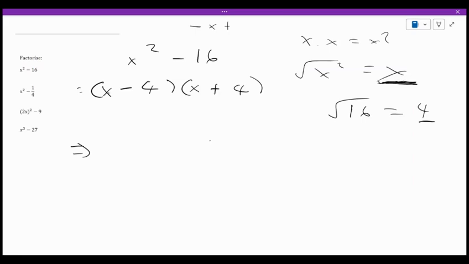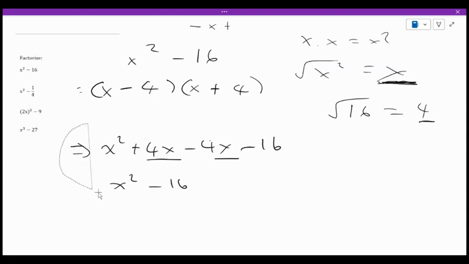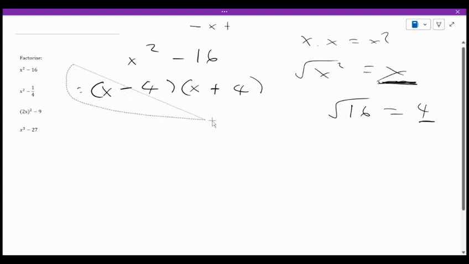Now we're going to FOIL that. X times x, we get x squared. X times 4, we get positive 4x. Negative 4 times x, that's negative 4x as well. Then negative 4 times 4, that's just negative 16. Looking at the like terms, these two are going to cancel, and we are left with x squared minus 16. We got back to where we started. Is that correct? Yes, we need to go back to where we initially started. Now let's move on to another question.